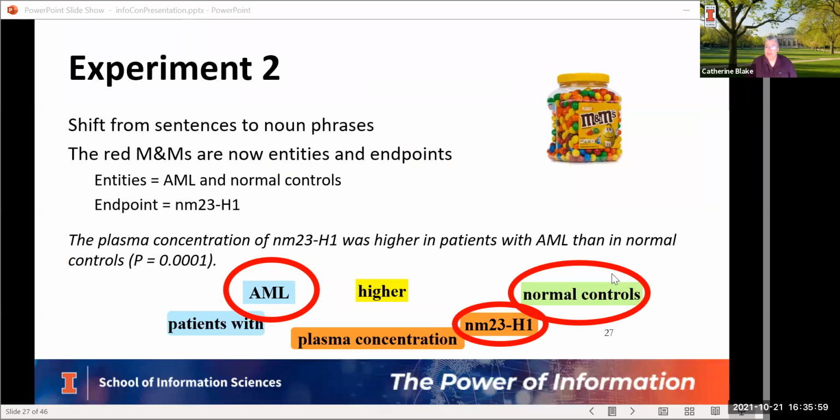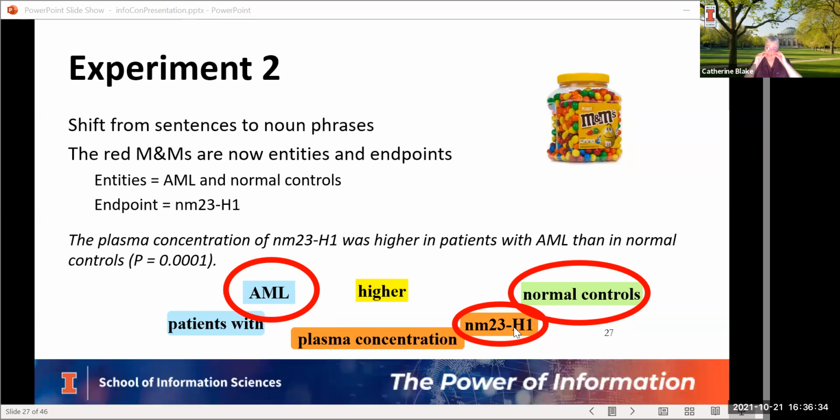So we then said, okay, well, that's great, we've got the sentences, but we don't just want the sentences, we actually want to know what the entities are and what the endpoints are that are being reported. We're not just interested in knowing that this is a sentence that contains a comparison. We want to know AML was one of the entities, the agent, normal controls was the second entity, the object, and then the way that they were measured was this NM23H1.